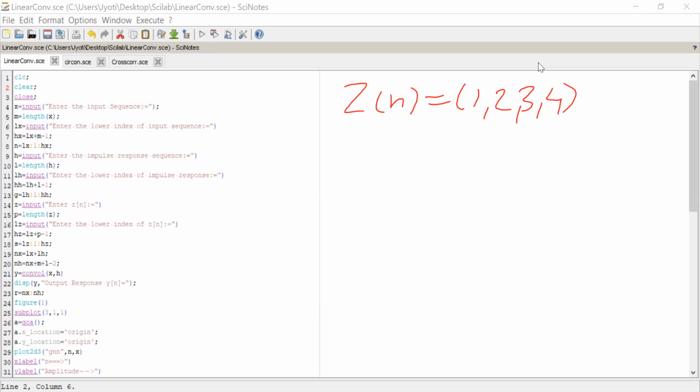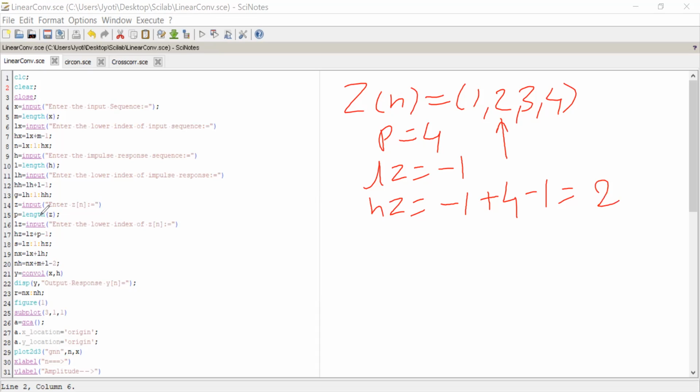Similarly, you have to calculate its length. P is equal to length of z, P is equal to 4. Next, Lz is equal to the lower index of z of n, where it will start. Here, suppose I take a different value. Now z of n will start at -1. The zeroth position is here. It will start at the -1 position, and its amplitude is 1. Next, Hz is equal to Lz, which is -1, plus P, 4, minus 1. Then what is its value? 4 minus 1 means 2. That means z of n will start at the -1 position and end at the 2nd position.